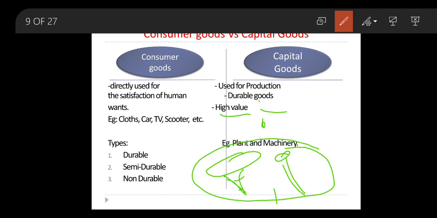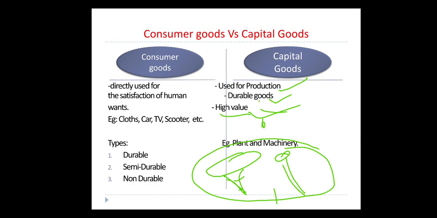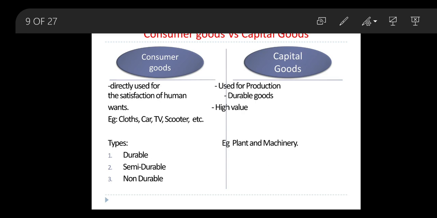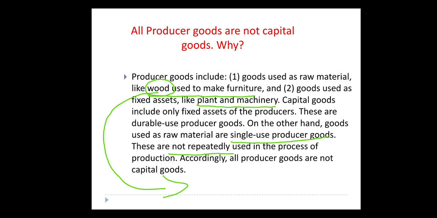So remember, to be a capital good, it must be used for production, it must be a durable good, and it must possess high value. An example is plant and machineries.